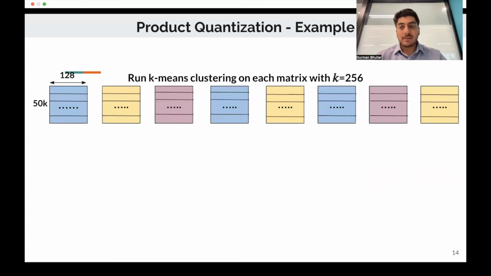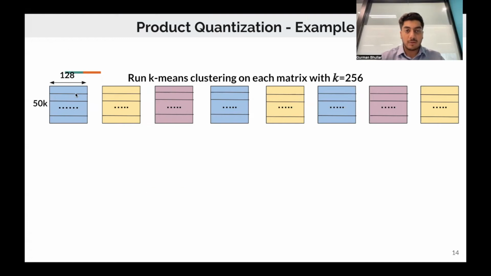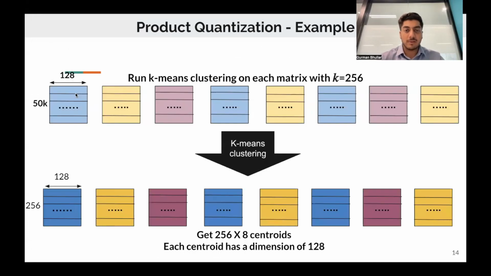Now we will run k-means clustering. So all these 50k into 10 into 128 points will be represented by just 256 points. Next we can see that after applying k-means clustering, there are just 256 points representing all the 50k into 128 points, and each centroid has a dimension of 128 because we have divided into 8 different subspaces. Mentioned that.